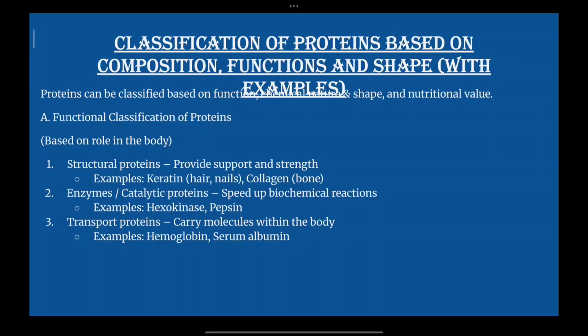So the structural proteins provide the support and the strength. So a few examples of structural proteins are keratin, which is present in hair and nails, and collagen, which is present in the bone. Enzymes are catalytic proteins. These speed up the biochemical reactions, and some examples are hexokinase and pepsin. The transport proteins carry molecules within the body. Some of the examples that are involved in carrying molecules within the body are hemoglobin and serum albumin. So hemoglobin is involved in oxygen carrying.